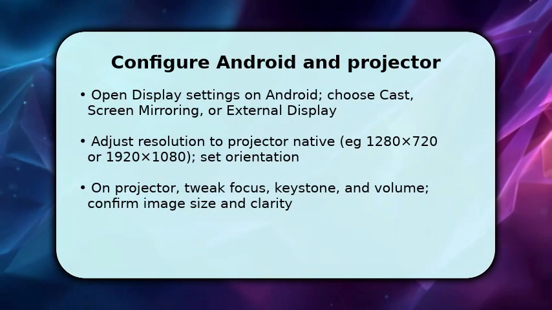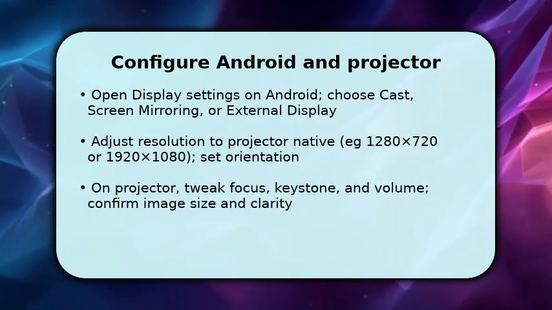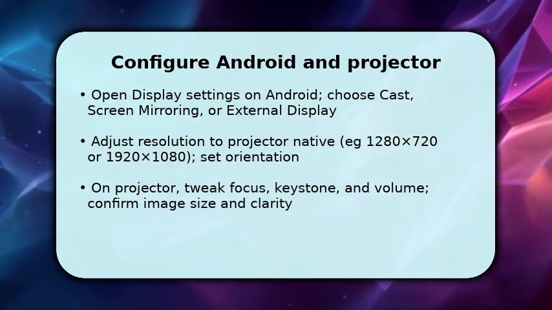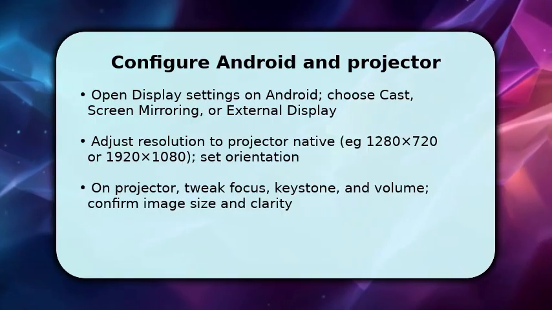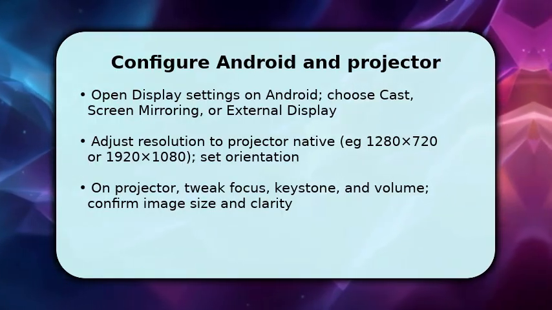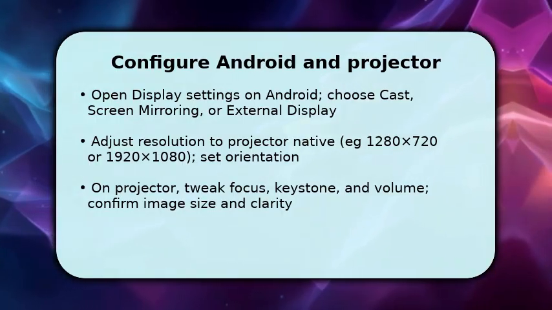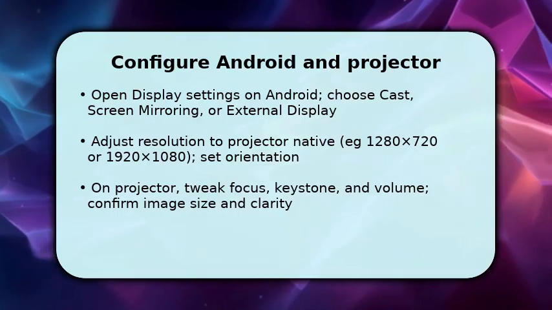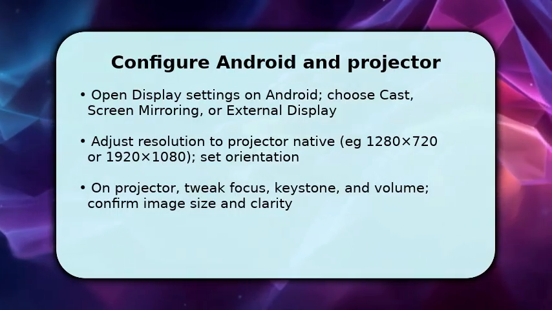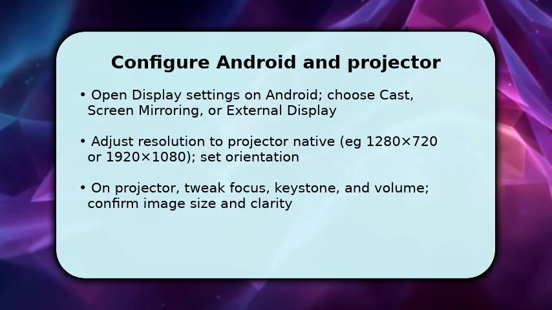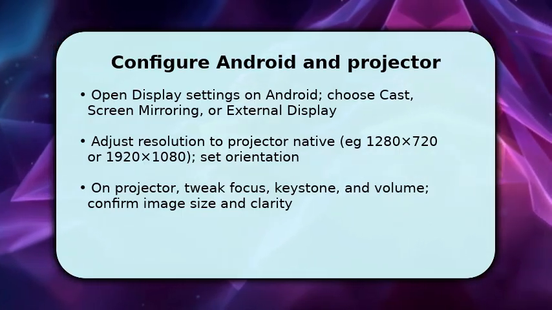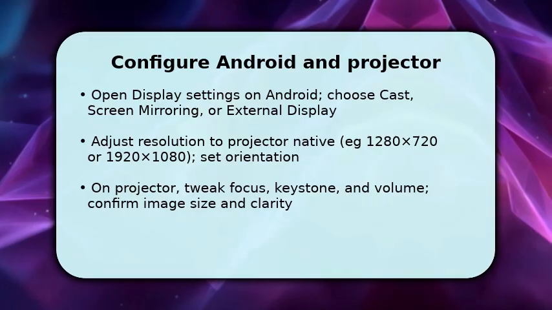Now configure the connection. On Android, open Display or Connection settings and select Cast, Screen Mirroring, or External Display depending on your model. If using wired USB-C/HDMI, the phone should detect an external display automatically. Choose Extended or Mirrored mode as needed. Adjust resolution to the projector's native value to avoid scaling artifacts.